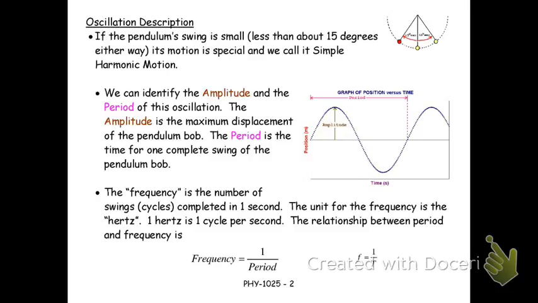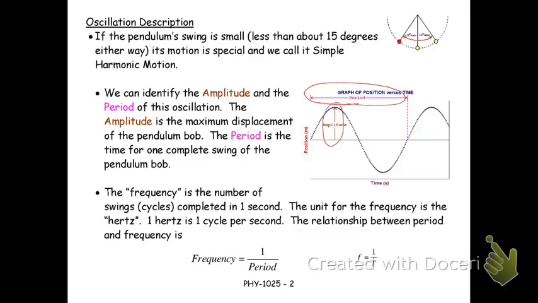And we need to be able to talk about different features of this curve. And the important things are the amplitude and the period. They're the two most important things. The amplitude tells you how far you move away from the equilibrium position, and the period tells you how quickly or slowly this change occurs.